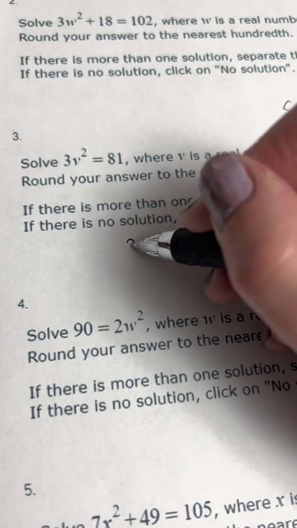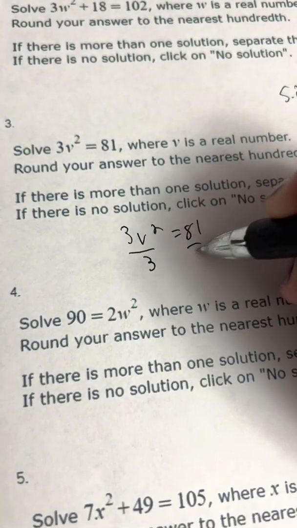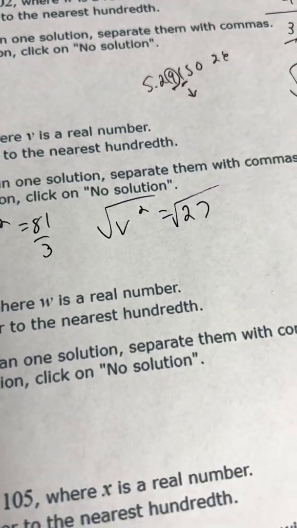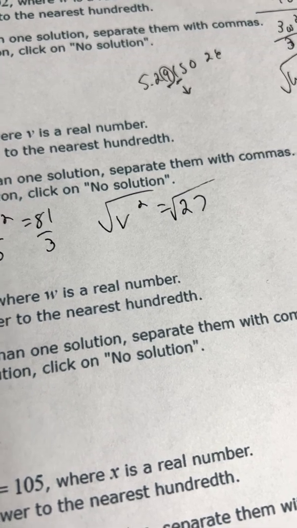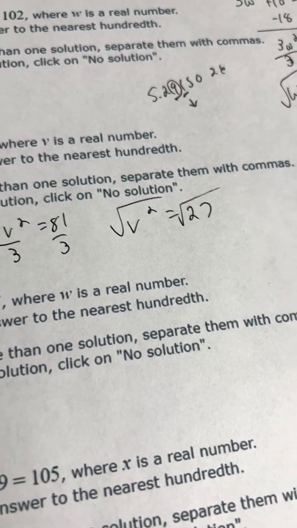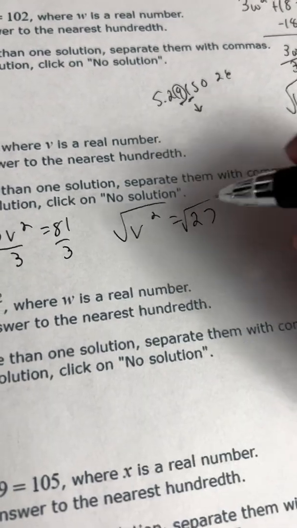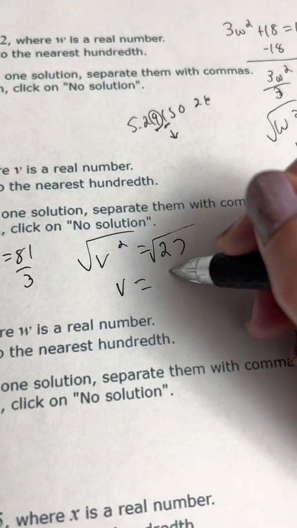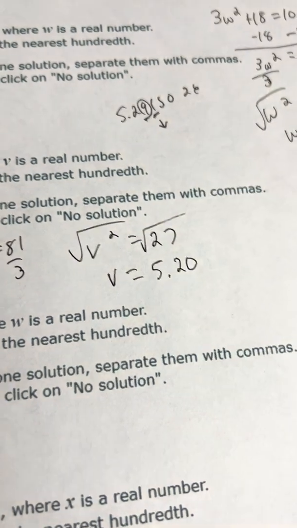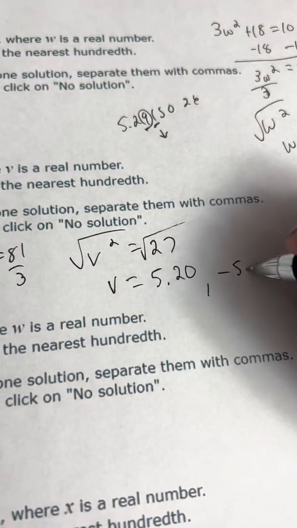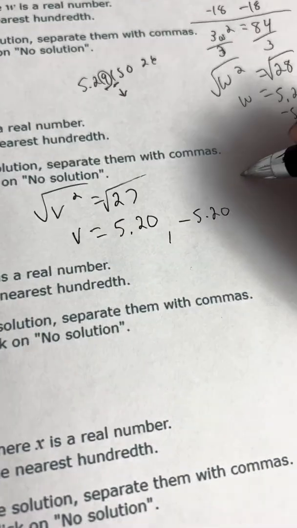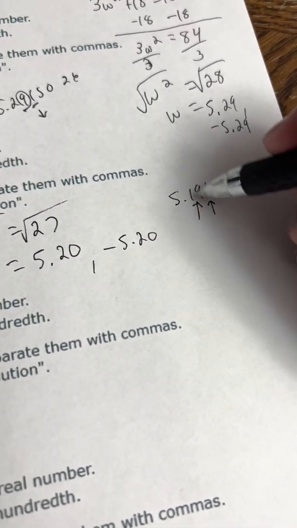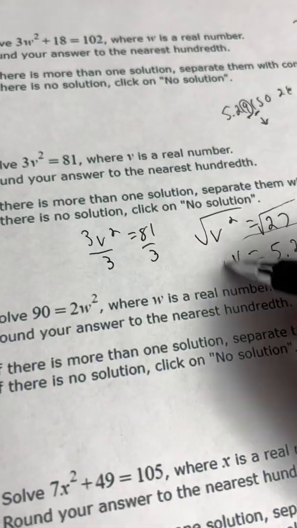I'm going to do the same thing here. I have 3v squared equals 81. Divide by 3. Get v squared equals 27. Take the square root of 27. And I'm going to get almost the same as before because the square root of 28 was a little bit more than the square root of 27. Again, the number was 5.196152, so this is bigger than 5, so I've raised this up. 19 turns to 20, and that's going to be my answer.